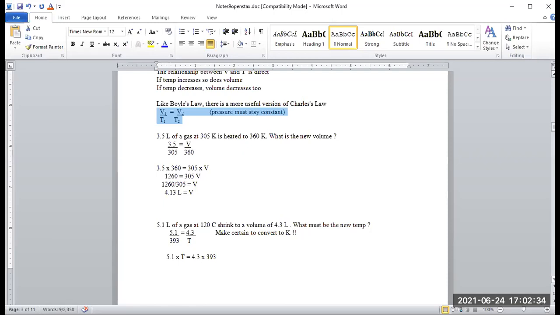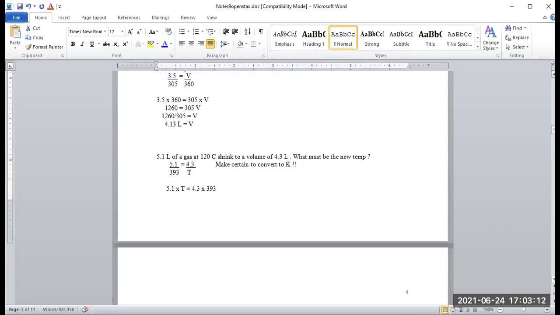So I have 3.5 times 360 and 305 times my V, which technically is my V2. And crunch your numbers. I get 1260 on the left-hand side. I then need to move my 305 such that I'm dividing by it. And yes, I do get a higher volume as my new and second volume, 4.13. So it increased a noticeable amount because I heated it up 55 additional degrees.